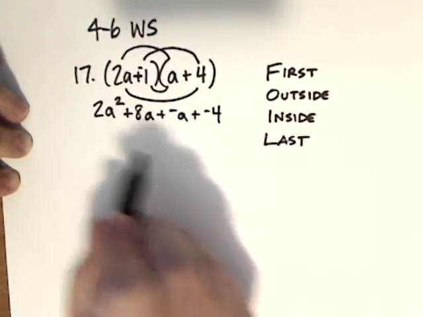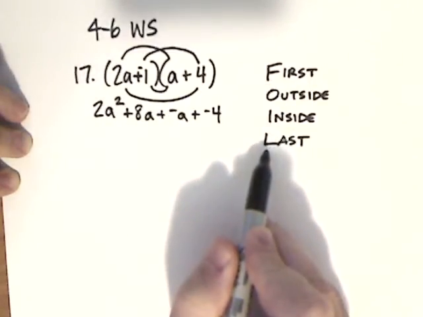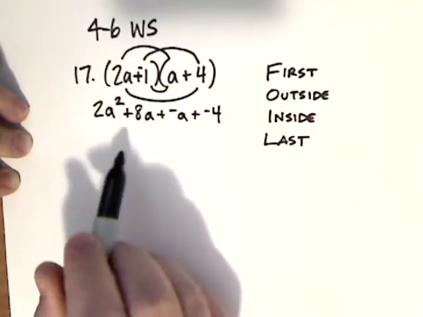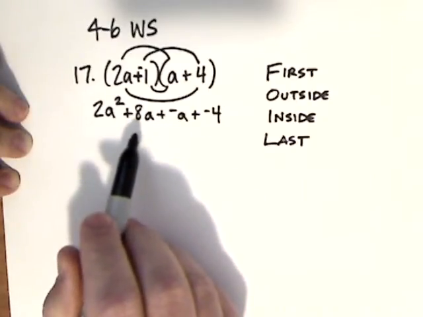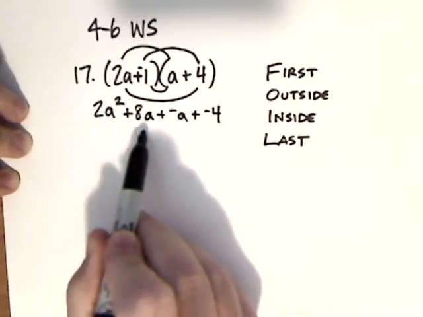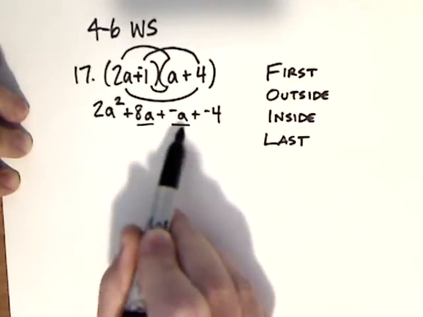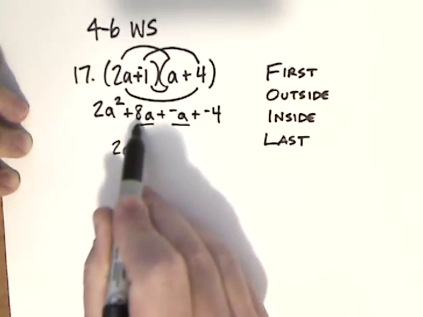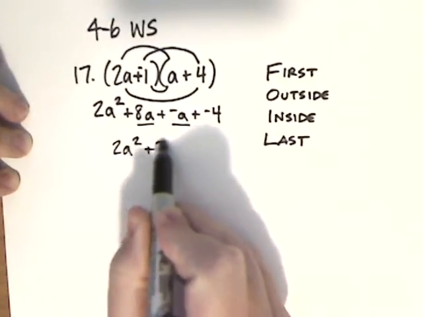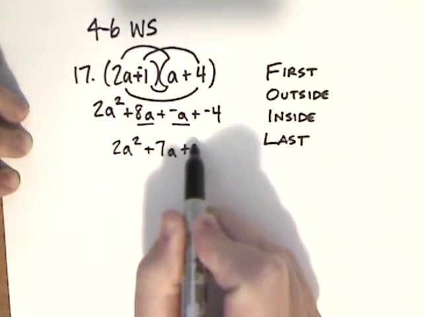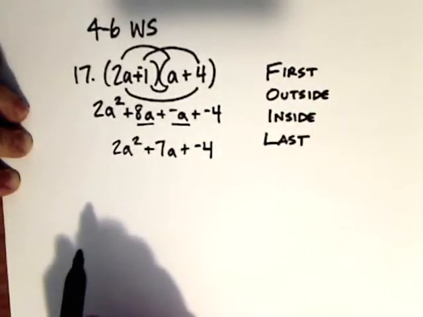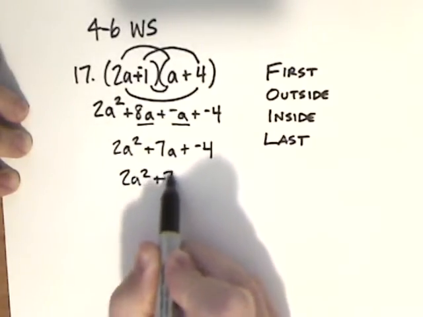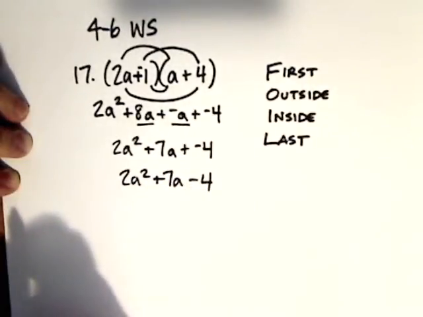Now the last thing I have to do after I multiply every possible combination using FOIL is I usually will have two like terms that I can combine. It doesn't happen every single time, but as a good rule of thumb, there's probably going to be two terms that I can combine. And this one, of course, it's going to be the 8a and the negative a. So this 2a squared doesn't get combined with anything, but the 8a and the negative a gives me 7a, and then this negative 4 is out there. It doesn't get combined with anything. Remember, I could also write where it says plus negative 4, I could write that as minus 4 as well if I wanted to.